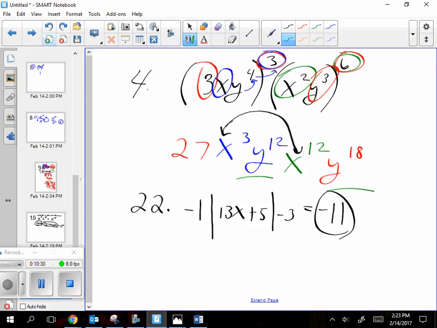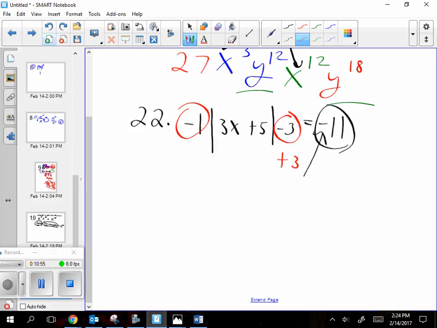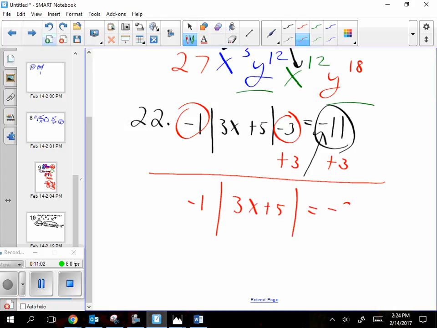Okay. 3, not 13. X, you mean? The X? Thank you. Okay, good. I know you're thinking, and it's good that you are, that absolute values can't be negative. But by the time we get the clump alone, we've gotten rid of this and this, then the absolute value won't be negative. So the answer to this is not no solution. The first step is add 3. Negative 1, absolute value 3x plus 5 equals negative 8.